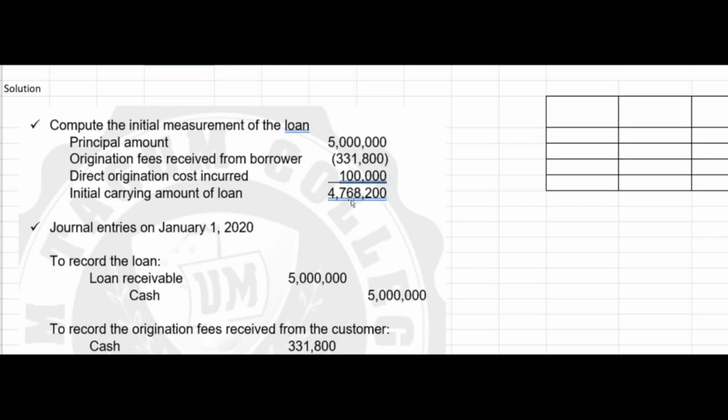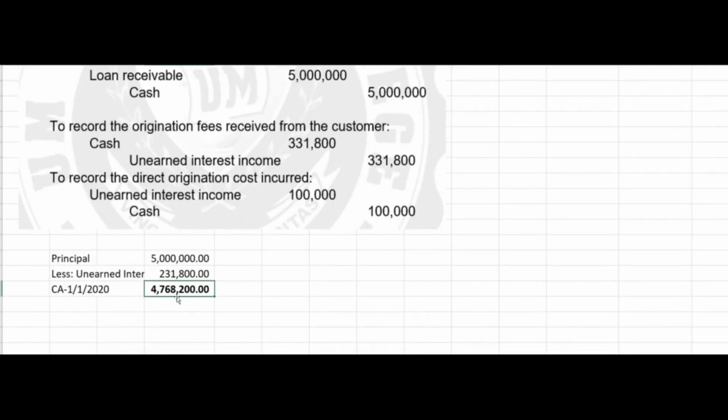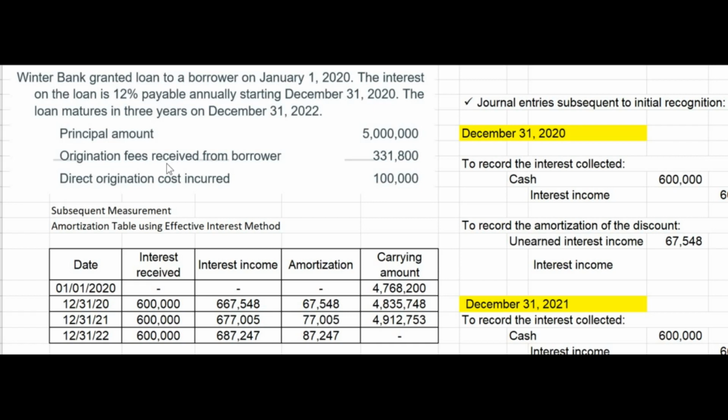4,768,200. So that's the other way of presenting it: your principal or face amount, deduct it with your unearned interest income. So that was the initial measurement, which is 4,768,200. So let's proceed to subsequent measurement.